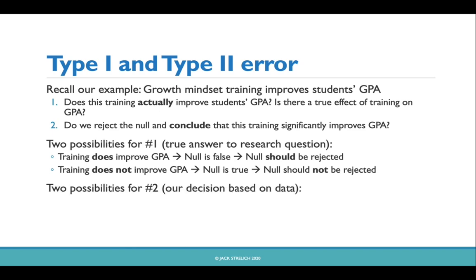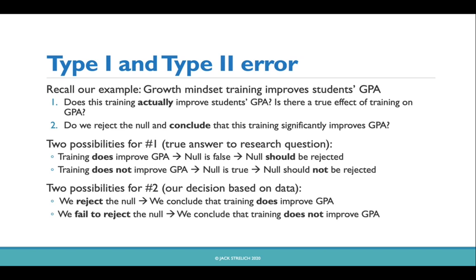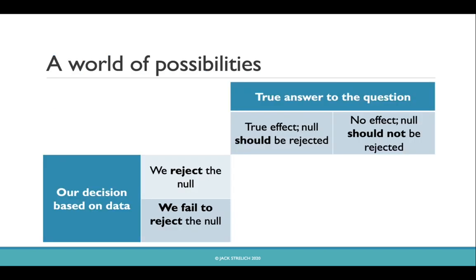Similarly, there are two possibilities for number 2, our decision based on the data we observed. We could either reject the null and conclude that training does improve GPA, or we can fail to reject the null and conclude that training does not improve GPA. These two possibilities for each question yield a total of 4 outcomes.